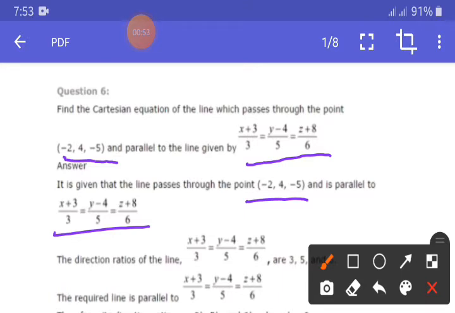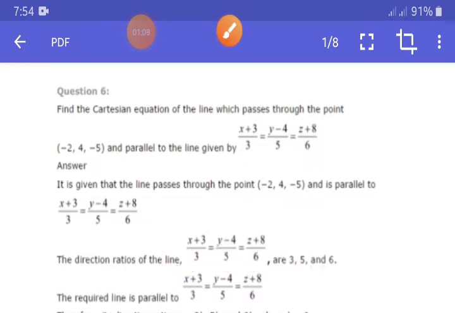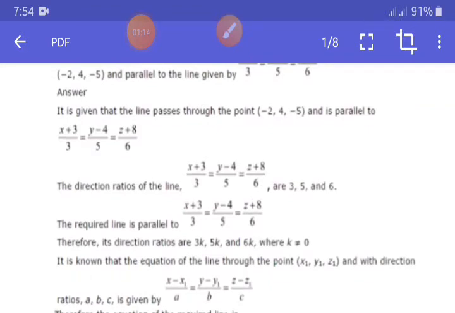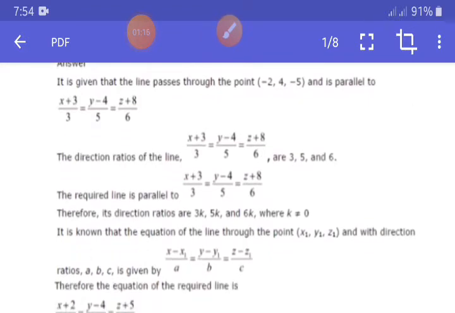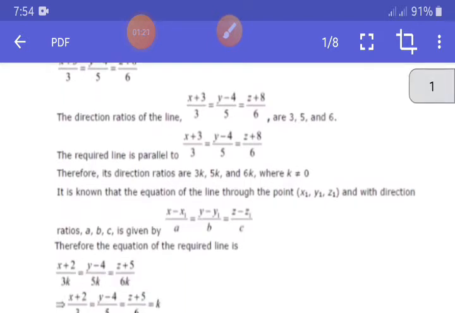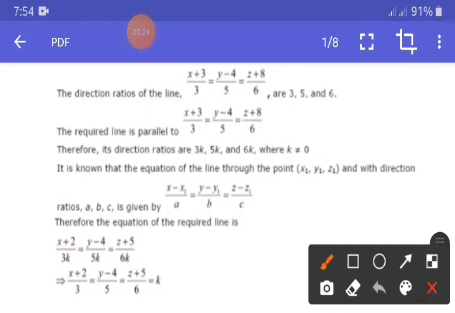The direction ratios of the given line are 3, 5 and 6. The required line is parallel to it, so the direction ratios are 3k, 5k and 6k, where k is not equal to 0.